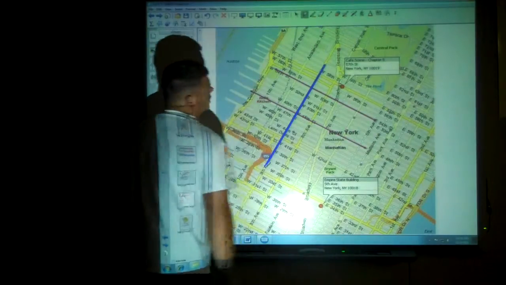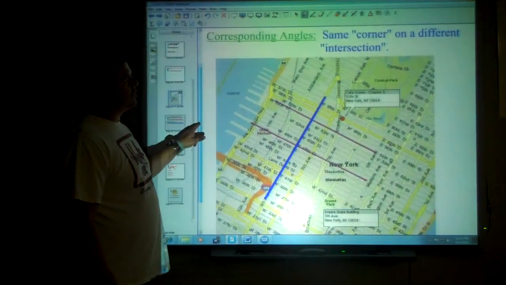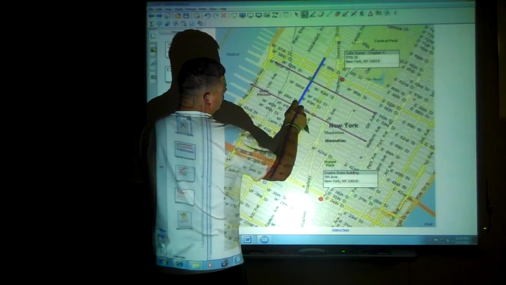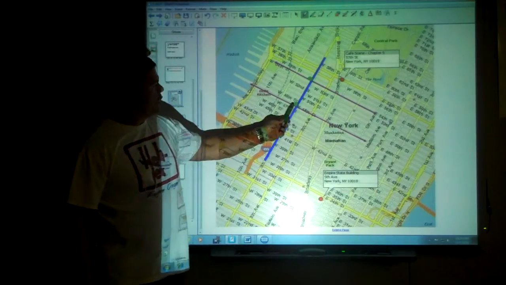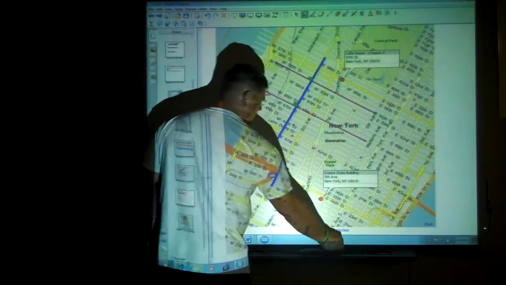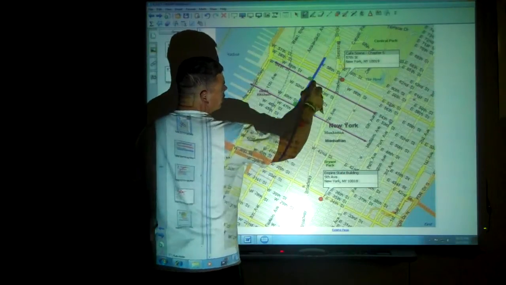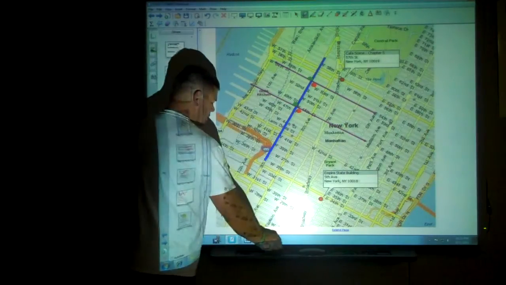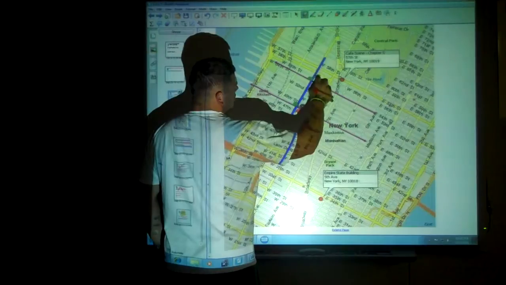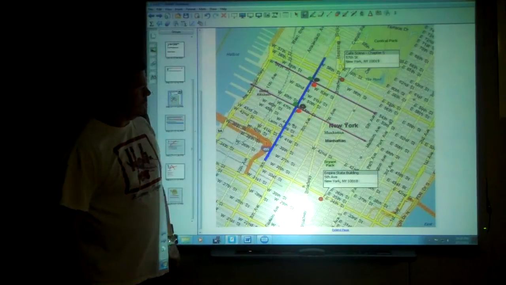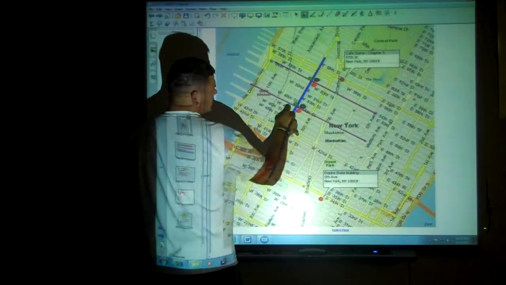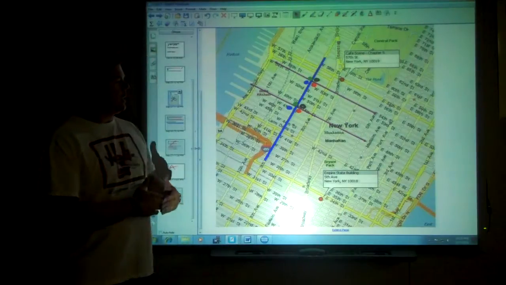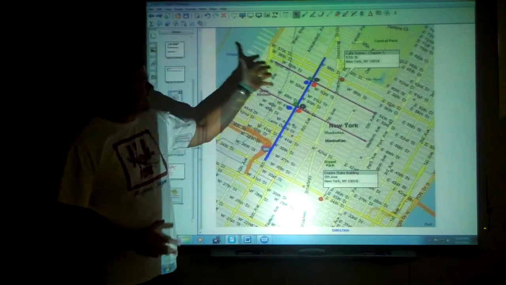Now, corresponding angles, a moment ago I said corresponding angles are the same corner but on a different intersection. Here's a street corner right here, and here's a street corner right here. They're on the same corner, just different intersections. This street corner right here corresponds to that one right there. Again, same basic corner, just a different intersection. And this street corner here matches up with that street corner there. There would be a fourth one. This street corner matches up with that street corner. So that's the idea of corresponding. They're in a matching situation, just on a different intersection.